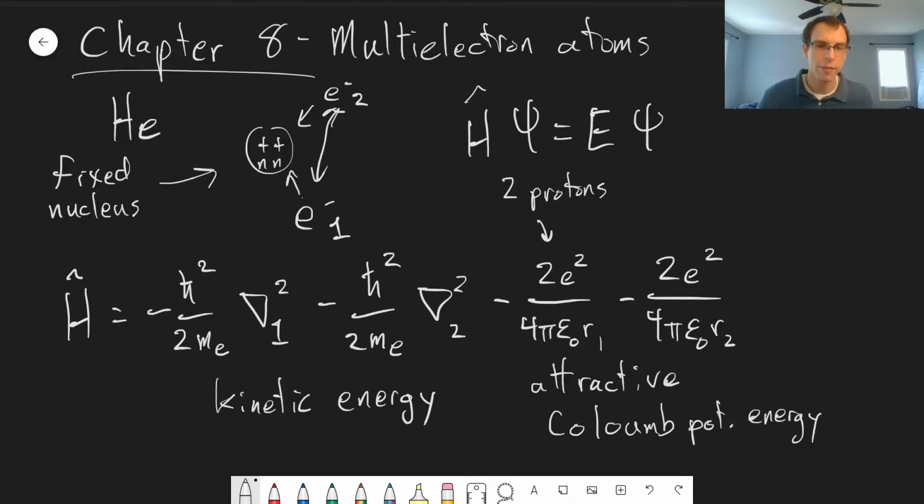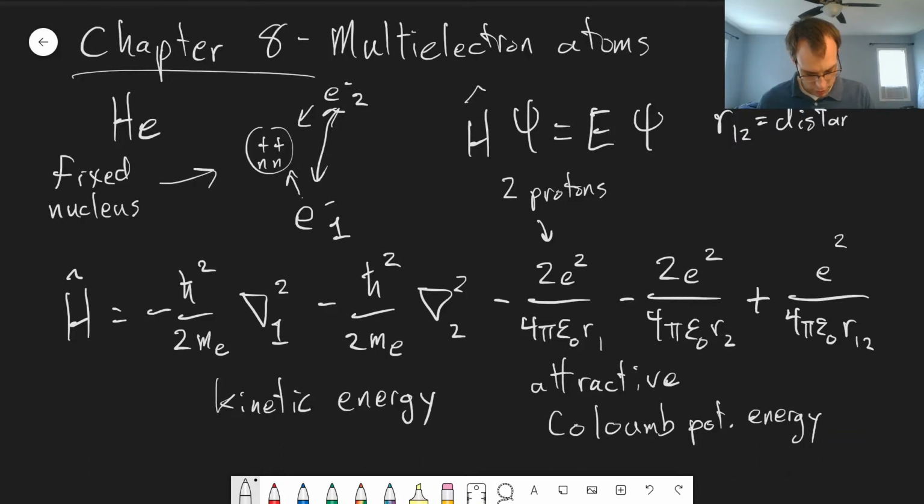And the big difference compared to hydrogen is that now we also have a repulsive term, because we have more than one electron present. So we'll have a positive term because it's a repulsive term. It increases the energy of the system. And that'll be e squared over 4 pi epsilon naught r12. So r12 is the distance between electron 1 and 2, whereas r1 and r2 are the distances from each electron to the nucleus.